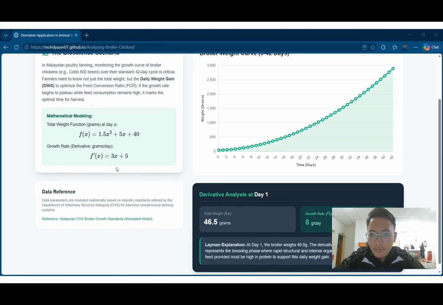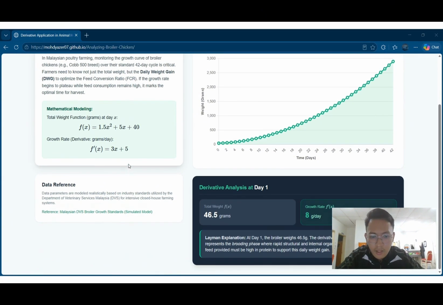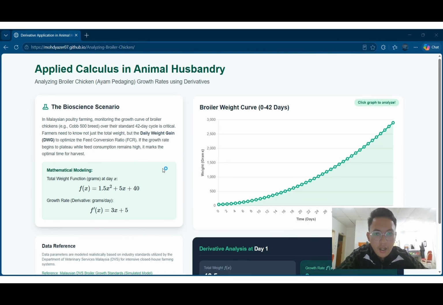As we can see, we use this formula to mathematically model the total weight function, in grams, at day x. We use the formula f(x) = 1.5x^2 + 5x + 40. For the growth rate, the derivative in grams per day, we use the formula f'(x) = 3x + 5. The data source is based on Malaysia Poultry Standards, DVS, simulated but realistic data.